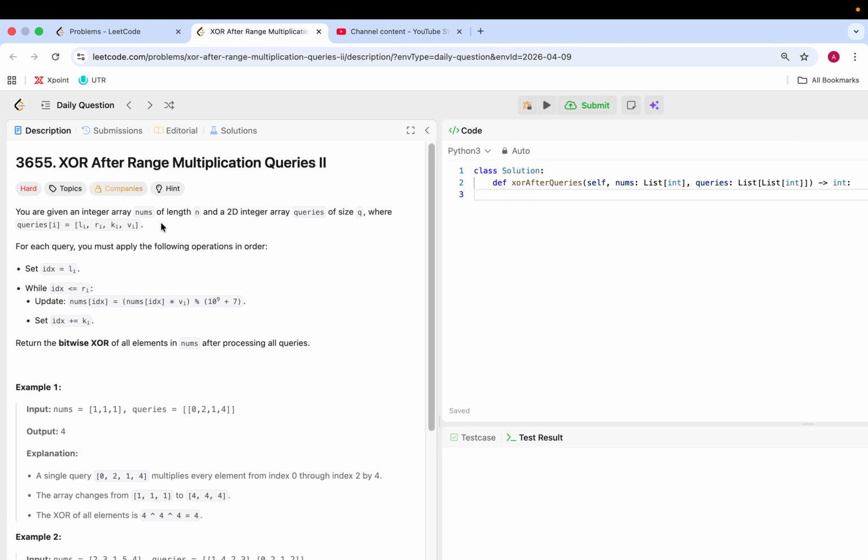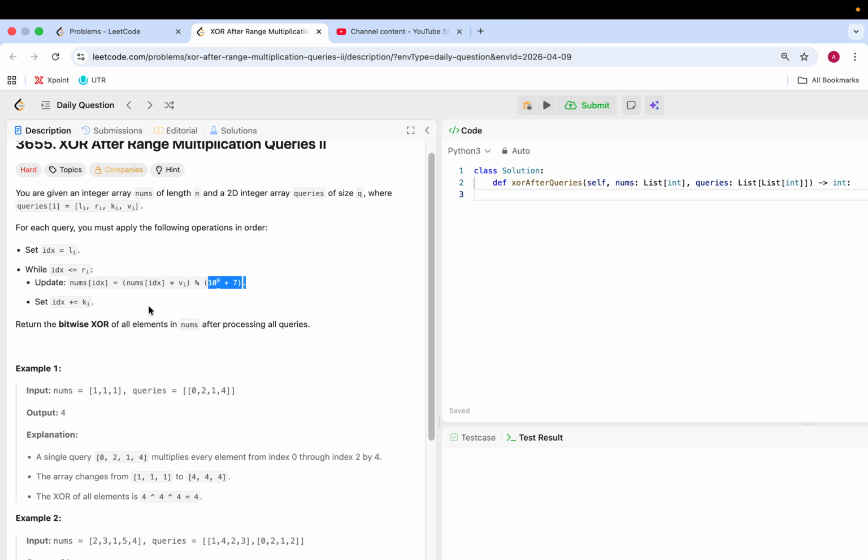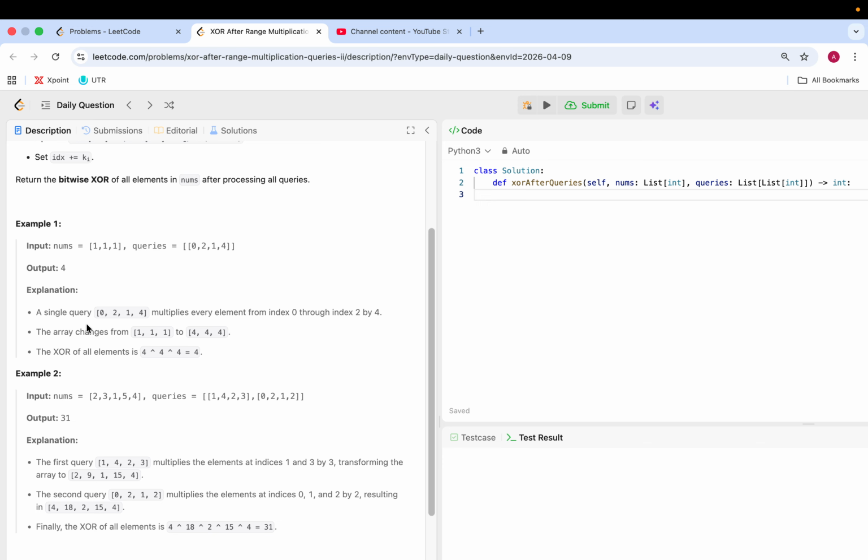Input data. You are given an integer array nums, 2D array, yes, with the L, R, K, V, that's the same. Set the index to L while it's less than or equal to R. Update this one so that you multiply and also mod it with a big number. And then you increment through. So same as yesterday, you increment through by size of K, starting at L, ending at R, and you do the multiplication, and you do that for every query.